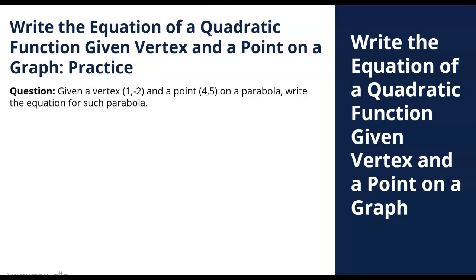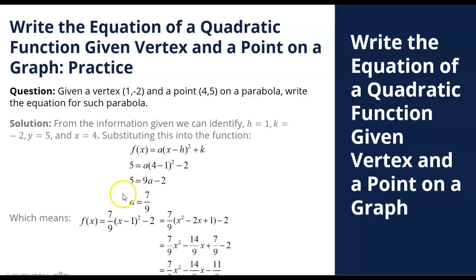Given a vertex which has the x-coordinate equal to 1 and the y-coordinate equal to -2, and a point with the coordinates (4, 5) on a parabola, we want to write the equation for such parabola. As a first step, we identify the horizontal and vertical shift, which is just the vertex of the parabola. The horizontal shift is the x-coordinate, so that is 1 in this case, and the vertical shift is the y-coordinate, which is -2. Then you plug it into the form f(x) = a(x − h)² + k.